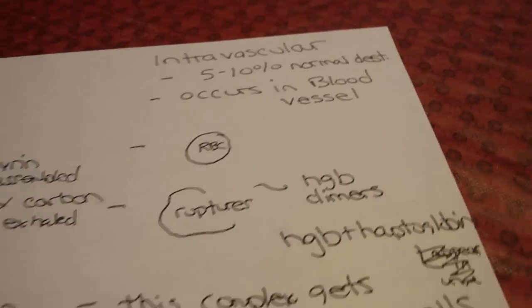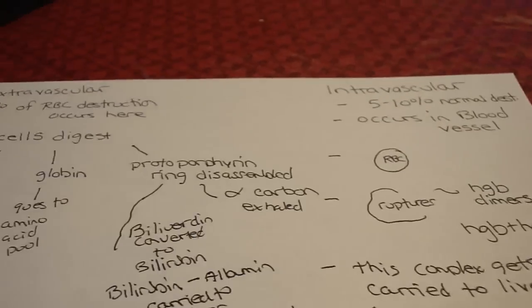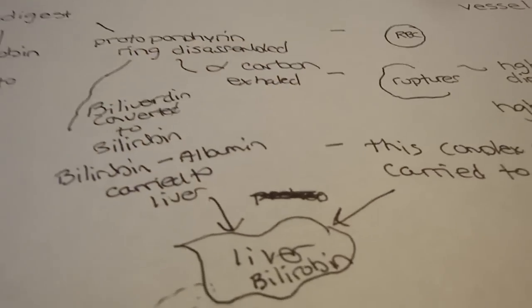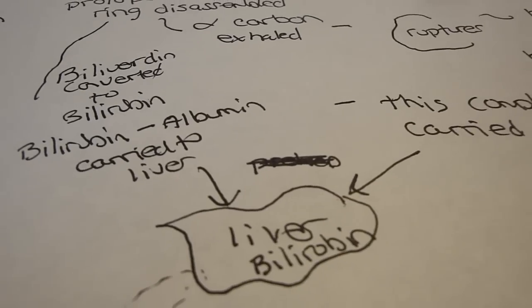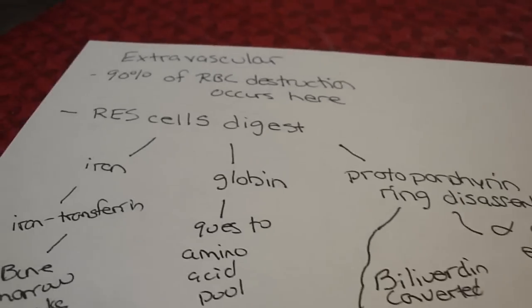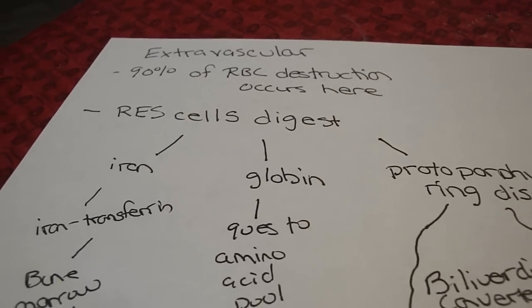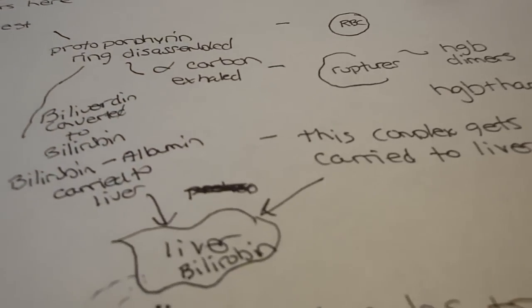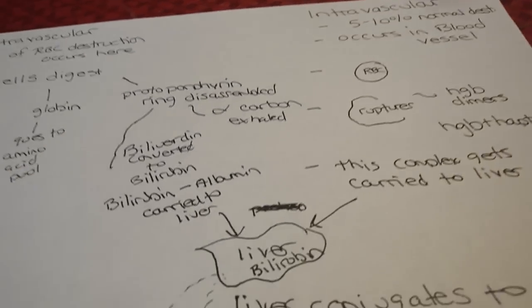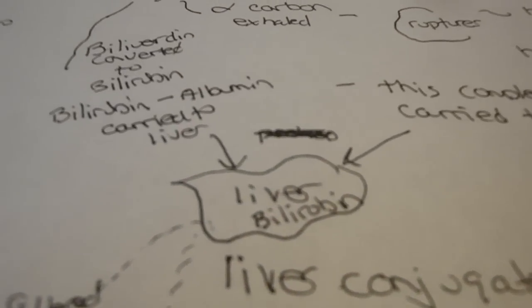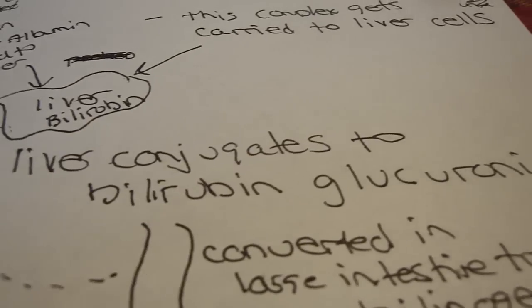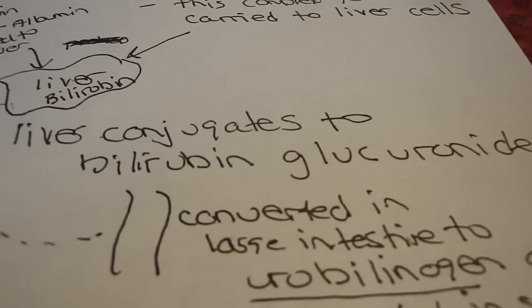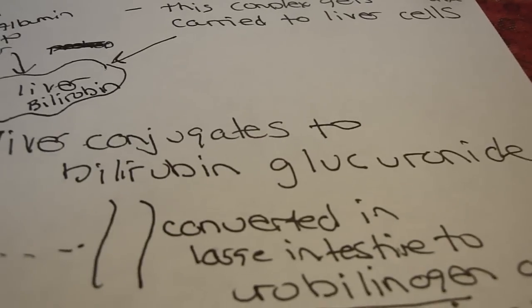But anyways, going back to our normal red blood cell destruction, we're going to concentrate now, we're in the liver with this bilirubin that's now in the liver. Most of it came from extravascular destruction of red cells, but a little bit of it came from intravascular. In the liver, we conjugate the bilirubin to a bilirubin glucuronide.